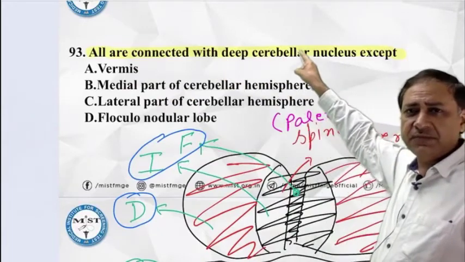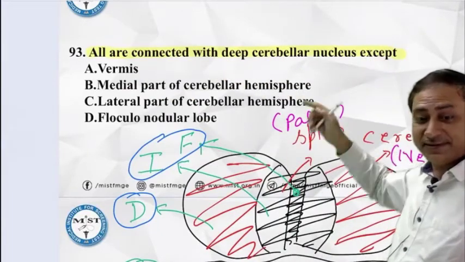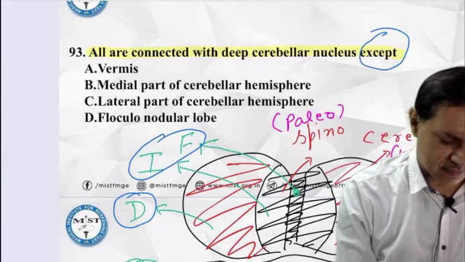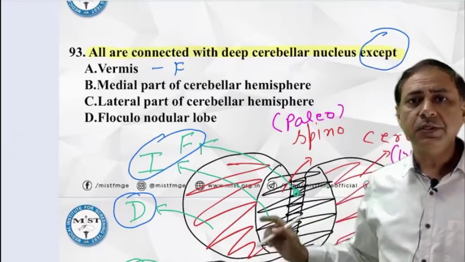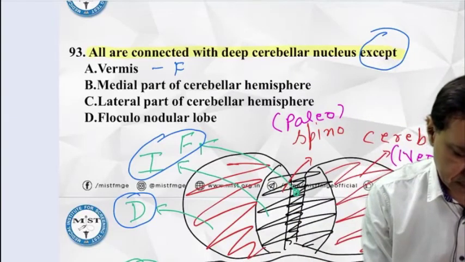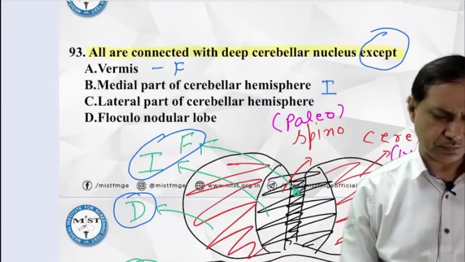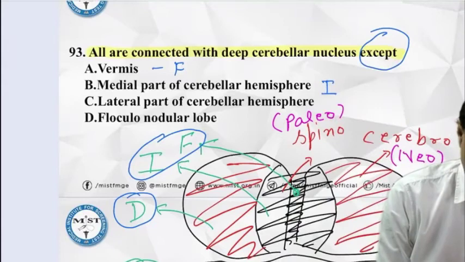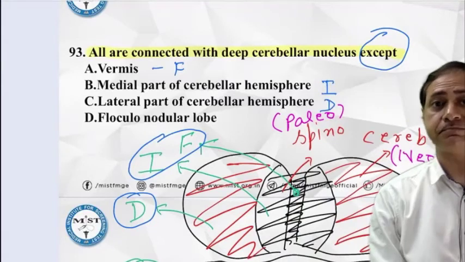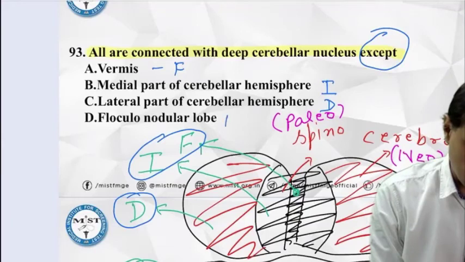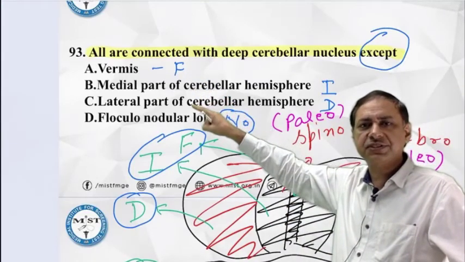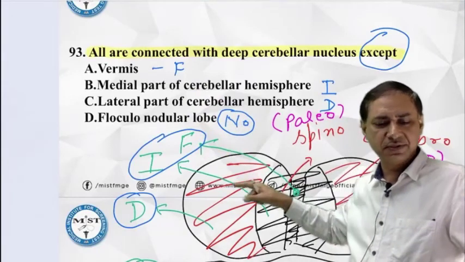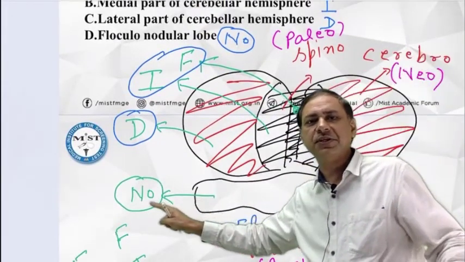All are connected with the deep cerebellar nucleus except: the vermis, yes, fastigial is the deep nucleus for the vermis. The medial part of the cerebellar hemisphere, interpositus. The lateral part of the cerebellar hemisphere, dentate. The flocculonodular lobe, no deep nucleus. So this is fastigial, this is interpositus, this is dentate, and for the flocculonodular lobe, there is no corresponding deep nucleus.